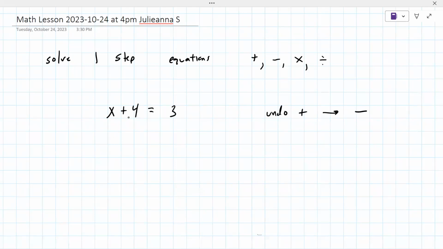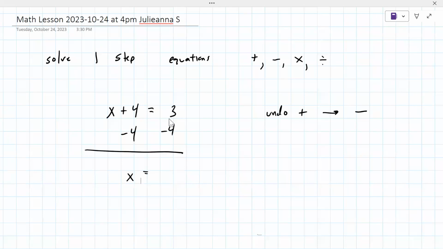So you undo addition with subtraction. You're going to subtract 4 from both sides of the equation. Remember all those lessons we did on adding and subtracting, multiplying and dividing. That's why you learn that stuff, so that you can do these problems.